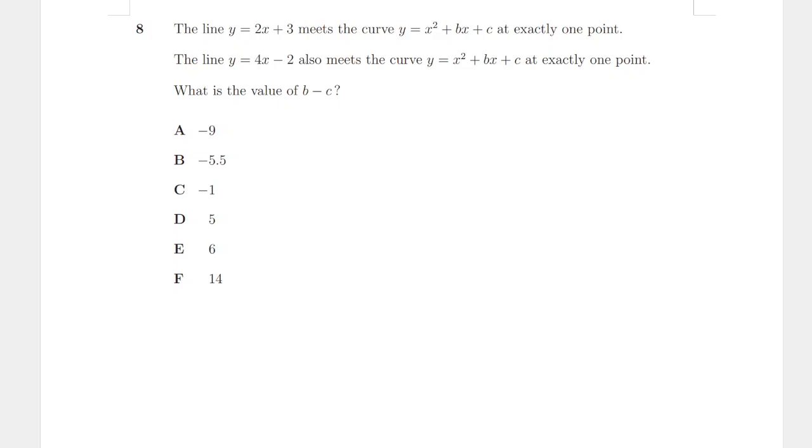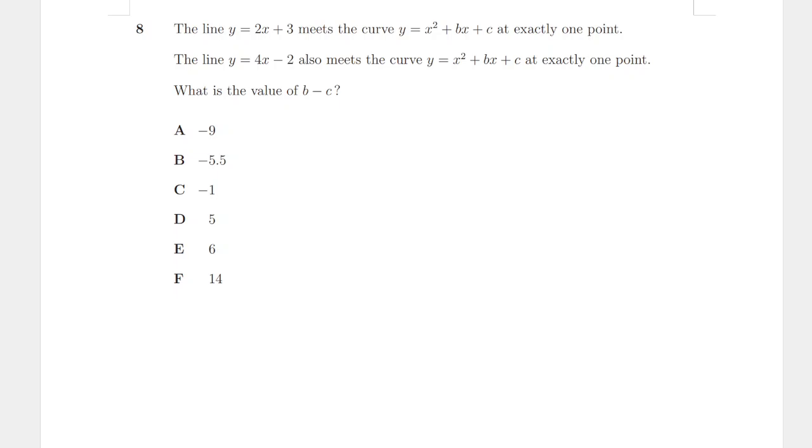Okay, moving on, question 8. The line y equals 2x plus 3 meets the curve y equals x squared plus bx plus c at exactly 1 point. And the line y equals 4x minus 2 also meets the same curve at exactly 1 point. What is the value of b minus c?